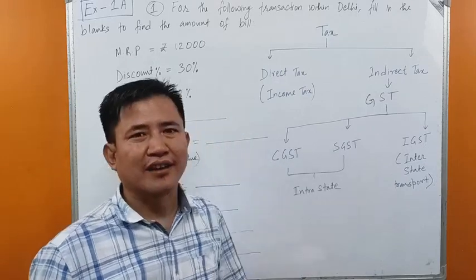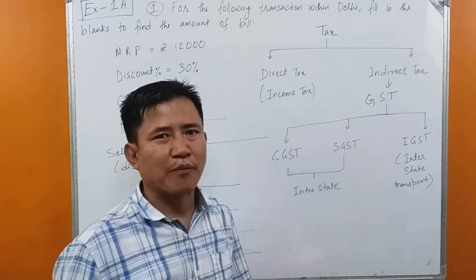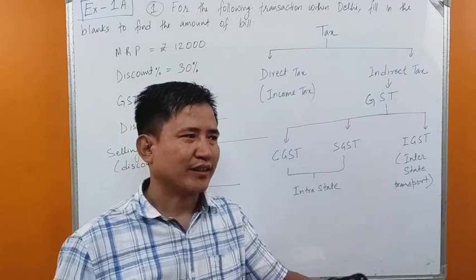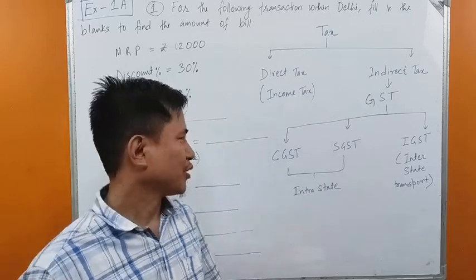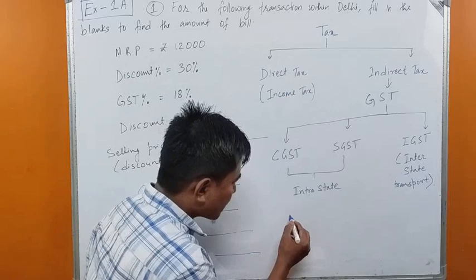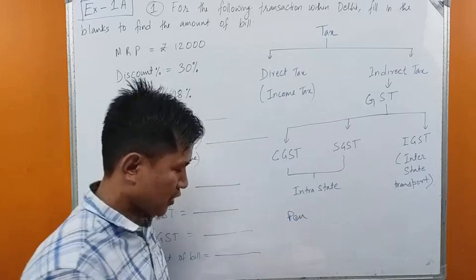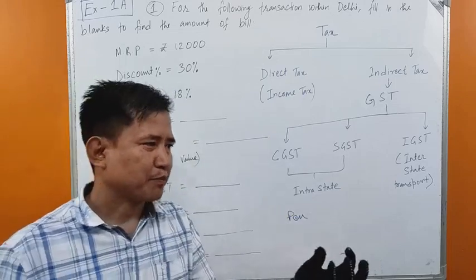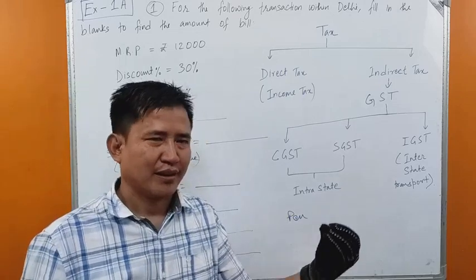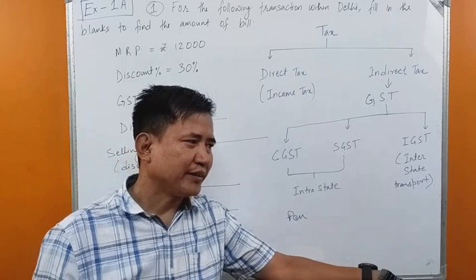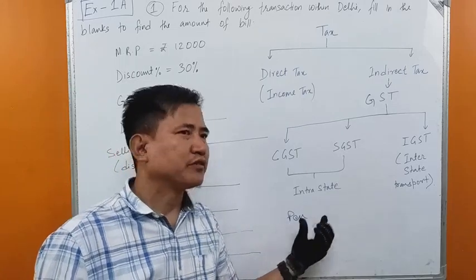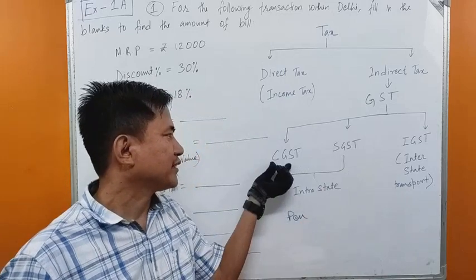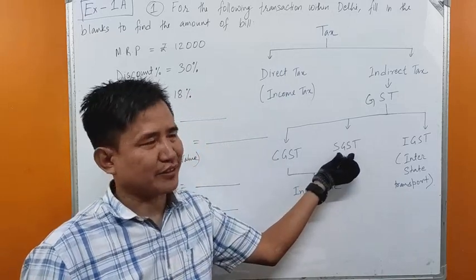CGST and SGST are collected by the central government and the state government when the goods manufactured in a state is sold within that state. Suppose a pen or a product, whatever be the product, just an example, okay, pen is produced in a state like West Bengal and sold within West Bengal, then the tax collected is CGST and SGST, okay?